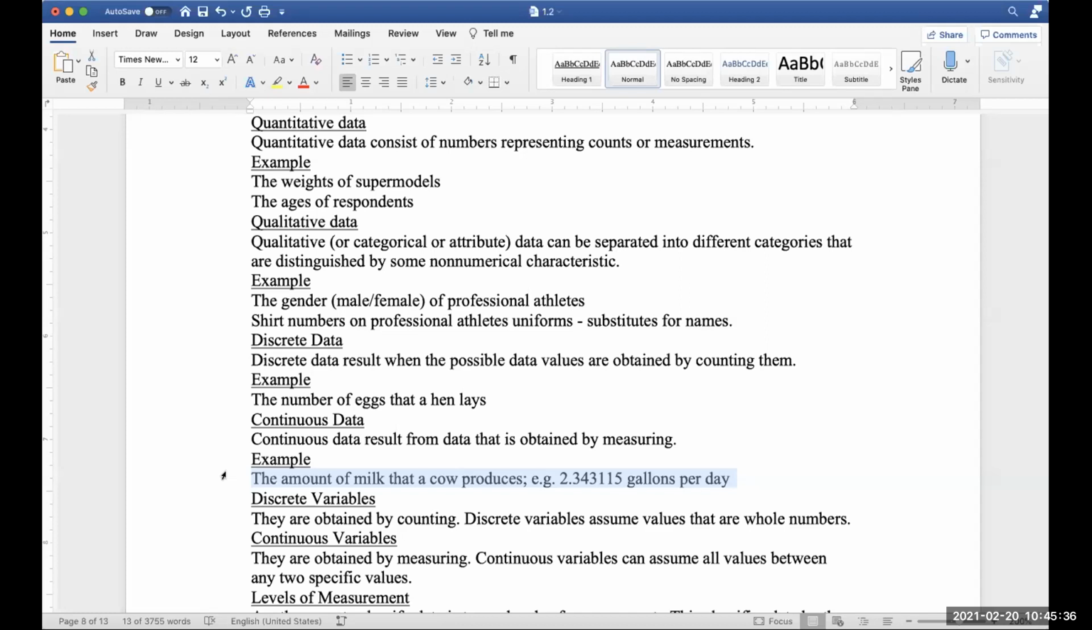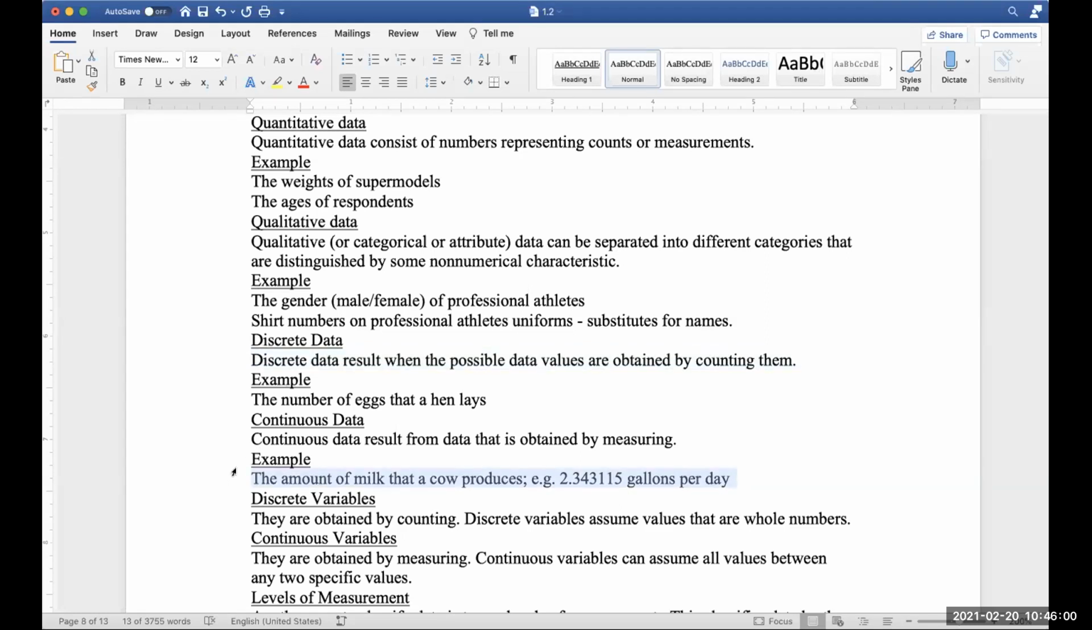What you notice is that with continuous data, you measure with an instrument. And so continuous data has an instrument and you measure with that instrument. Whereas discrete data, you count.